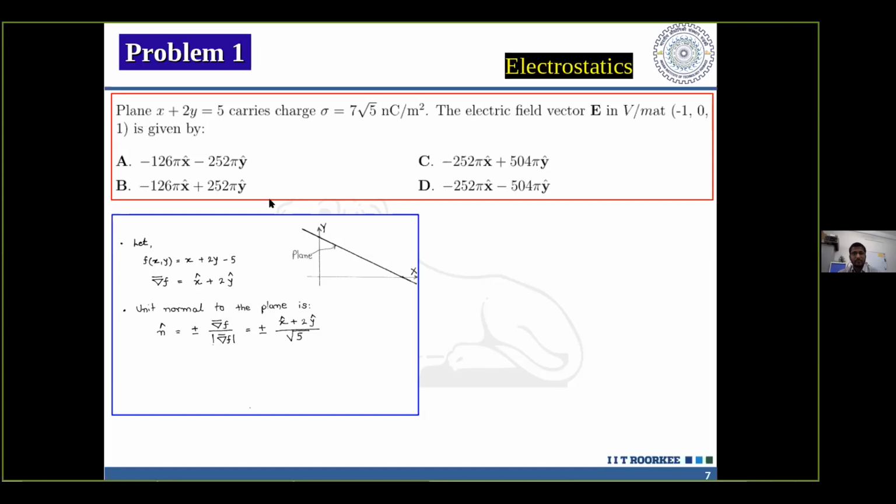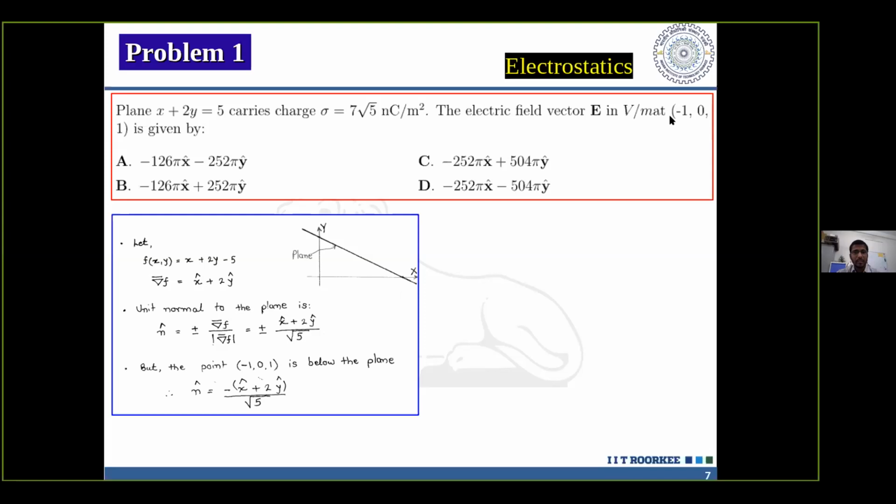How to find it? This is what I mean, that it involves another mathematical concept. To find n cap, I write the given equation of the plane in this way and take the gradient of this, and n cap is equal to plus or minus, because to a given plane I can have two vectors, one perhaps upward and another downward. In this case, one will be in this direction and one in this direction. So I have two unit normal vectors to the given plane. Which one should I choose? Shall I choose the plus sign or the minus sign? What dictates that? It is dictated by the point where we want to calculate the electric field.